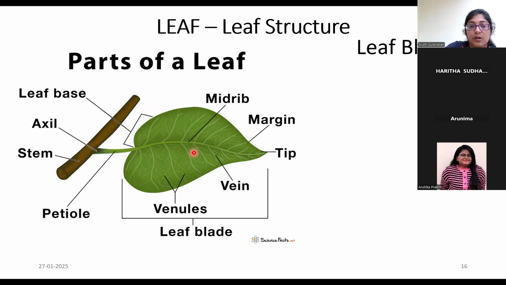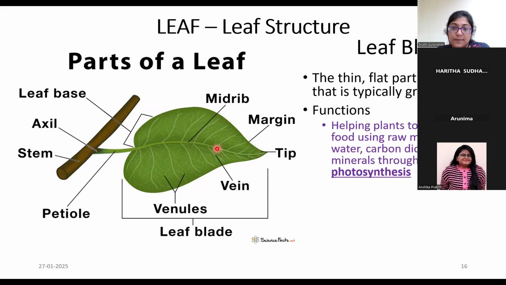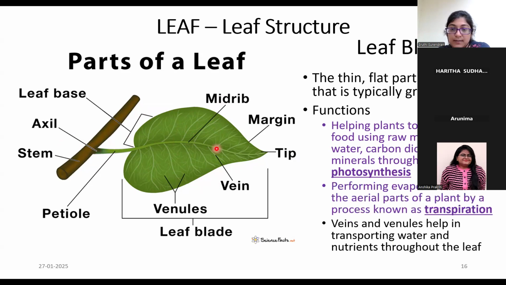So our focus will not be on any of the stem or petiole part of it, but it will be on this leaf blade, which is the flat part of the leaf, typically green in color. This leaf blade or this leaf is again, like I said, helping in photosynthesis, transpiration, and also the veins are playing a huge role in transporting water throughout the leaf.